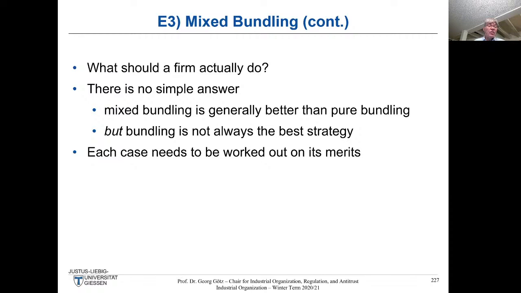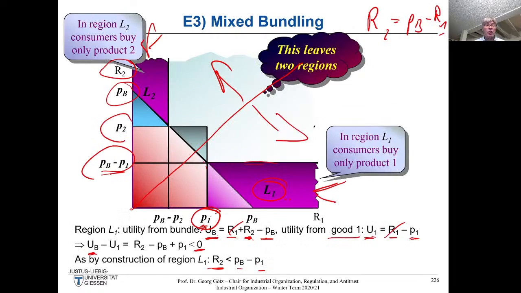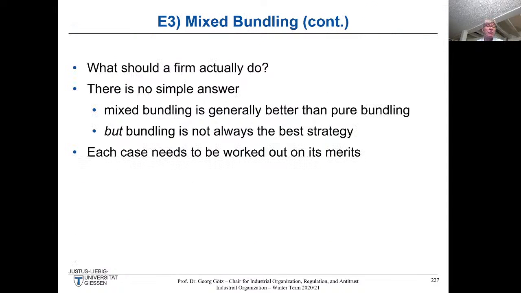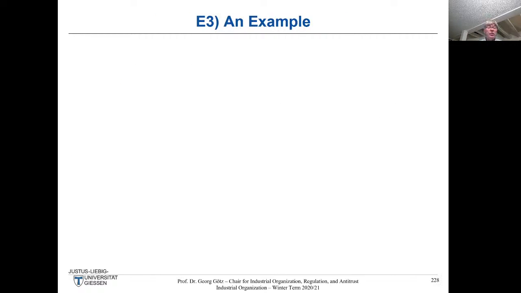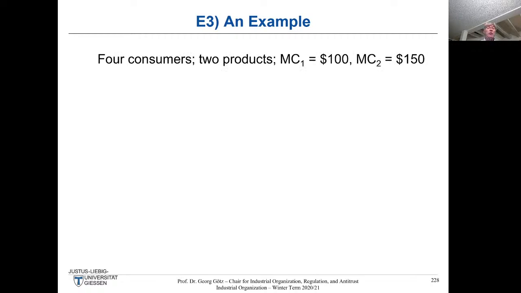So what is clear is that mixed bundling is generally better than pure bundling, because you can always start at a bundle price equal to the price of P1 plus P2, and then slightly decrease it and look whether it's better. So mixed bundling always includes pure bundling. But bundling is not always the best strategy here. So you need to look into each case in detail.